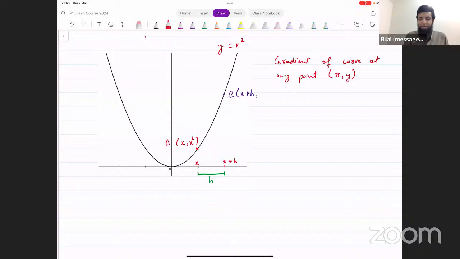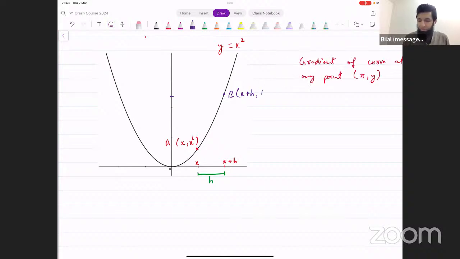Now, similarly, if the x coordinate of B was x plus h, and this is the function that this point lies on, then the corresponding y coordinate should be x plus h whole squared. That should be the corresponding y coordinate that we have here. So this second point that we have taken has these coordinates, x plus h and x plus h whole squared. So this y coordinate here will be x plus h whole squared.